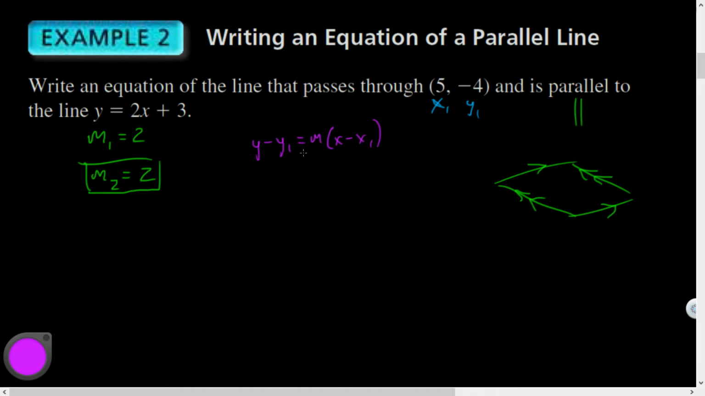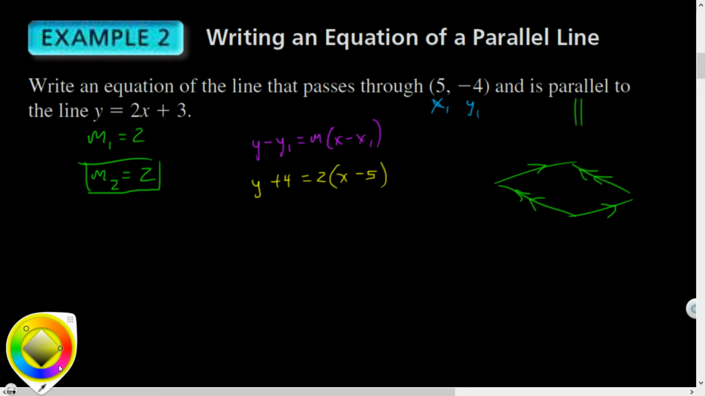Yeah. So plug in what I know, and I'll have the equation of the line. So I'll have y minus a negative 4, so that becomes plus 4, equals m, which is 2, x minus 5. So here's the equation. Let's put it in slope-intercept form, just for fun.